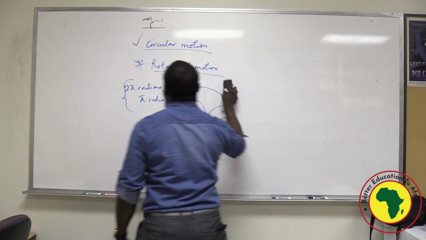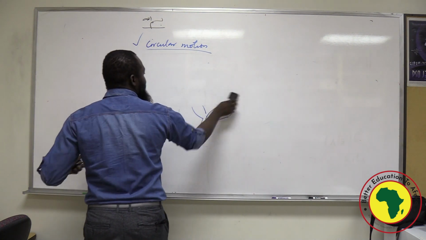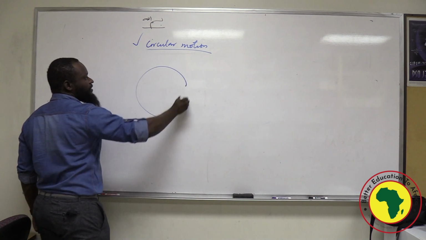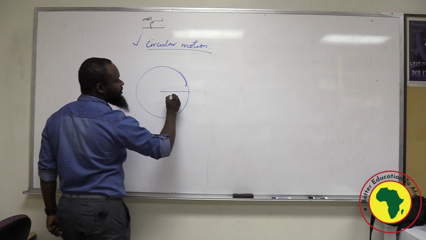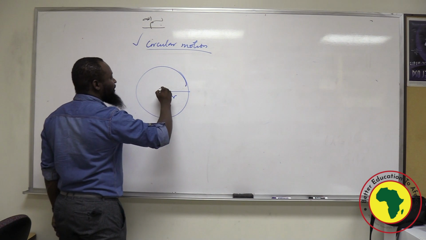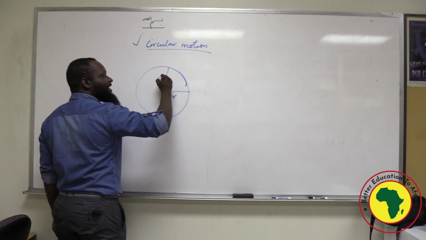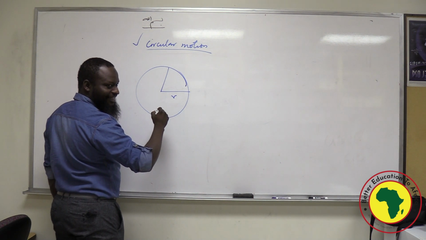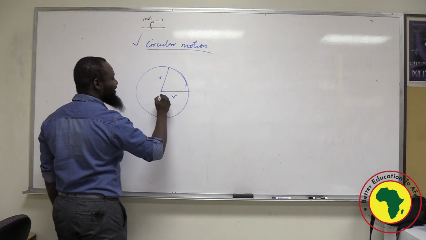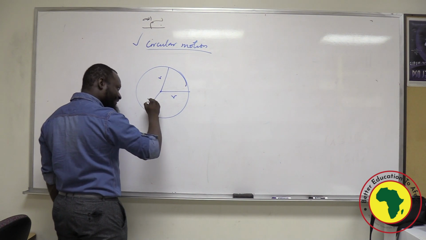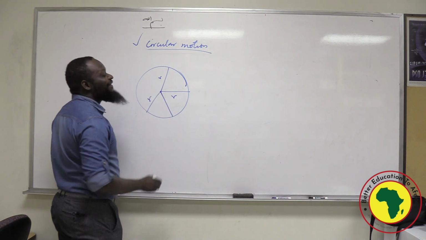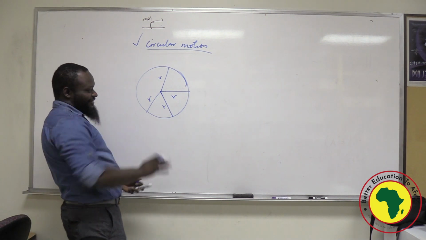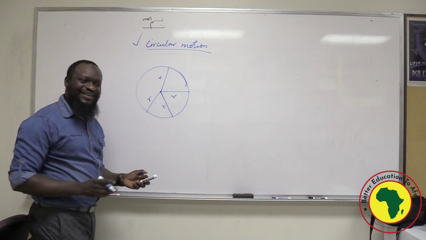So now, to start my circular motion, the first thing I want to talk about is to consider a circle, an object going in a circle. So I know there is a radius r. What line is this? It's still a radius. What about this one? Good, I'm just trying to see if you're awake. So any line from the center to the circumference is a radius.